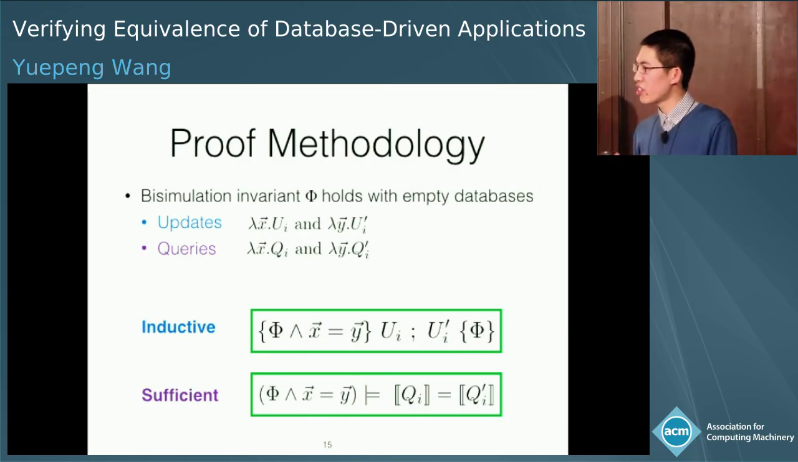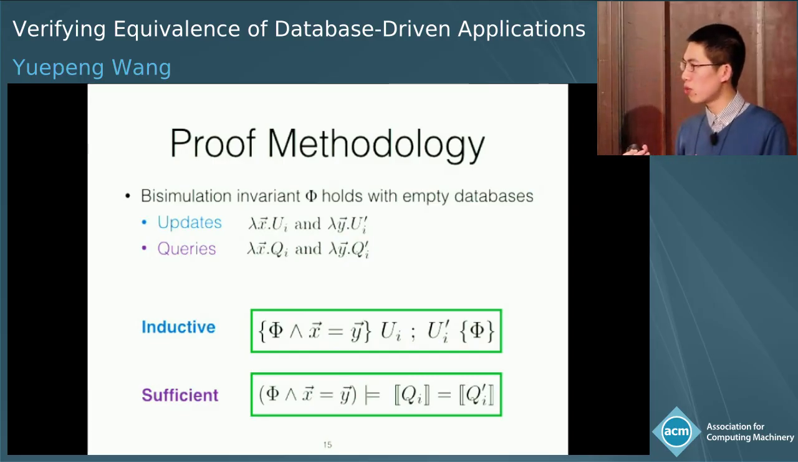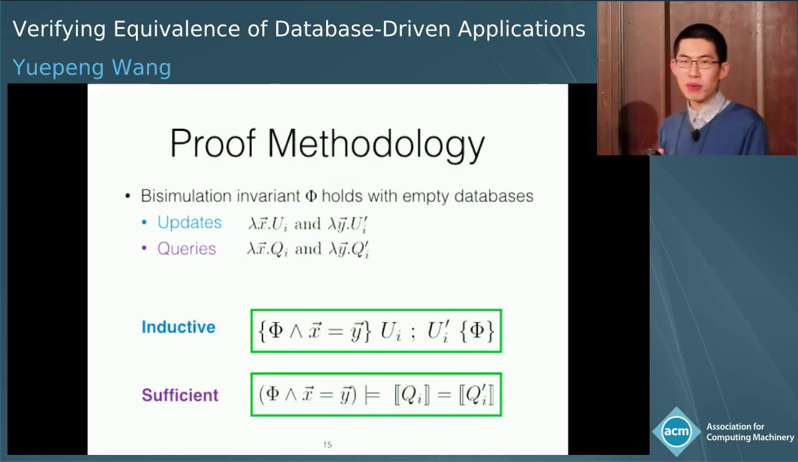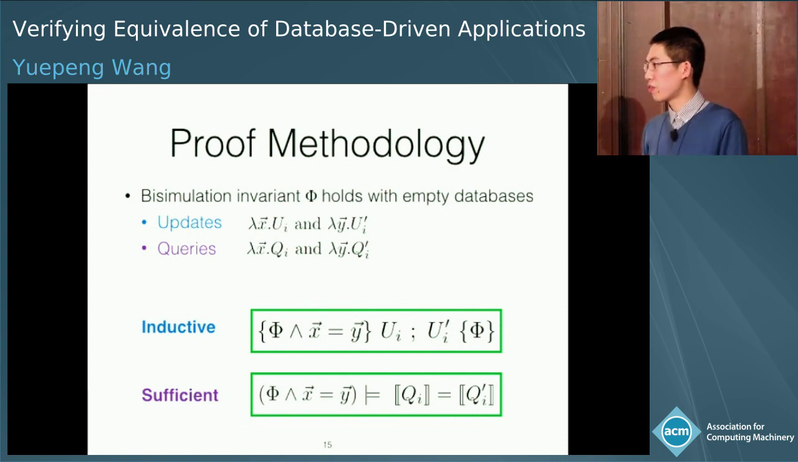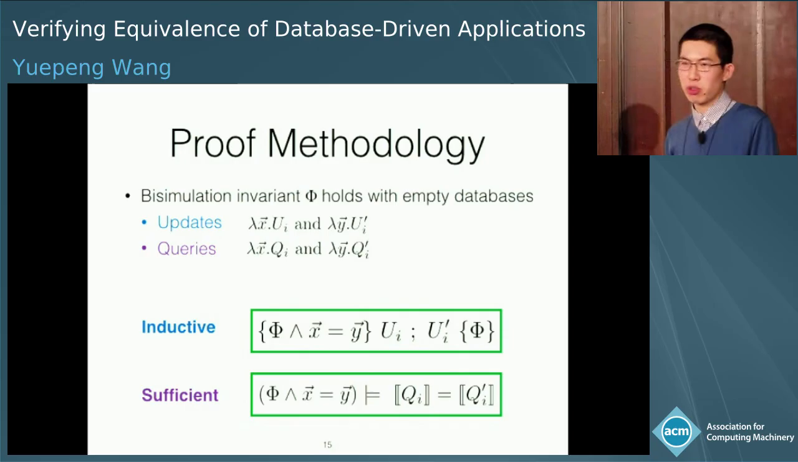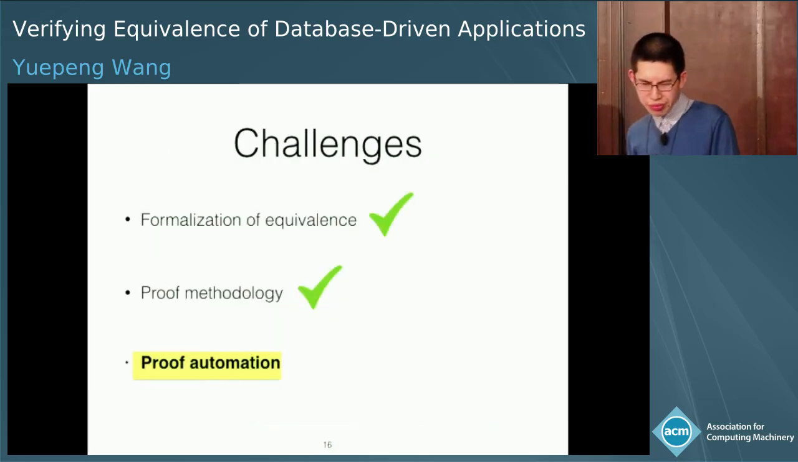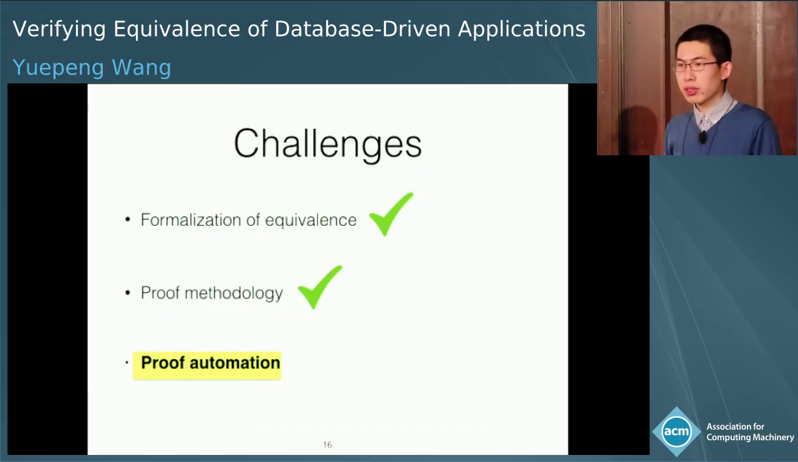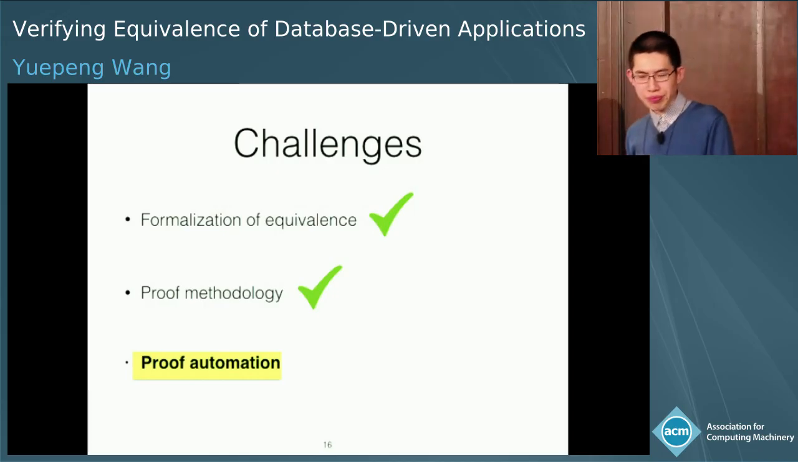And similarly, consider a pair of queries QI and QI prime with arguments x and y. We say the invariant is sufficient with respect to these two queries if the logical entailment holds. The logical entailment essentially says that assume we know the invariant in the beginning and we know the arguments are equal, then the query results of QI and QI prime are the same. It's pretty straightforward. Now you should know how to prove the equivalence manually. So our next step is to automate this process.